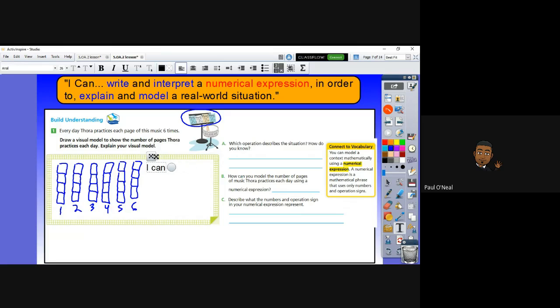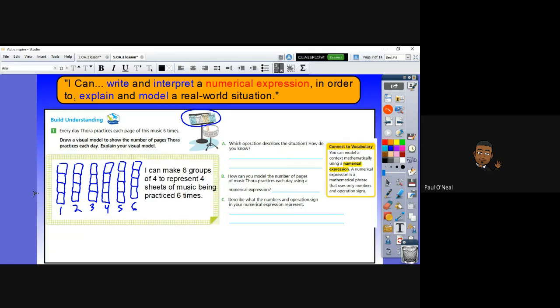I can make 6 groups of 4, and that's what we created, 6 groups of 4 to represent 4 sheets of music being practiced 6 times. So that would be a great representation for what's being said.